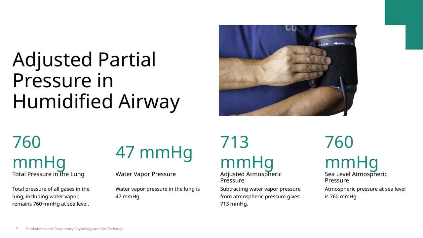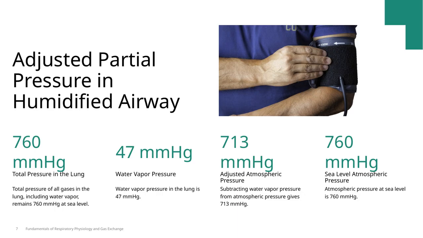Let's start by considering the atmospheric pressure at sea level, which is 760 mmHg. This is the total pressure exerted by the air around us. Now, when we breathe in, the air gets humidified in the lungs, and water vapor adds to the mix. If we subtract the water vapor pressure, which is about 47 mmHg, from the total atmospheric pressure, we get an adjusted atmospheric pressure of approximately 713 mmHg. This adjustment is important because it tells us the pressure of the dry gases before they get humidified.